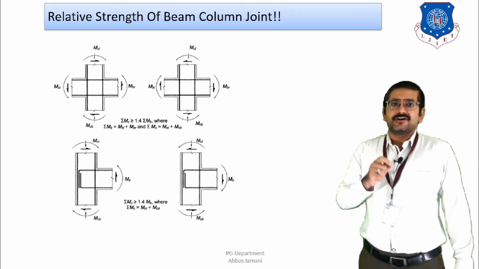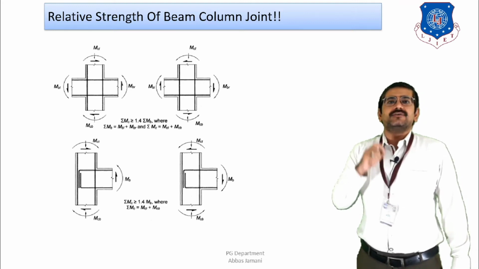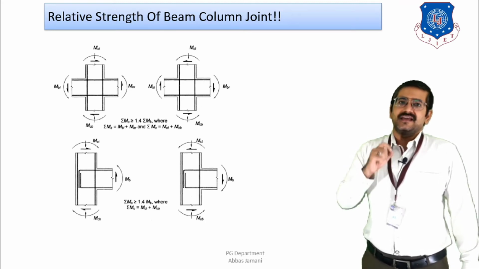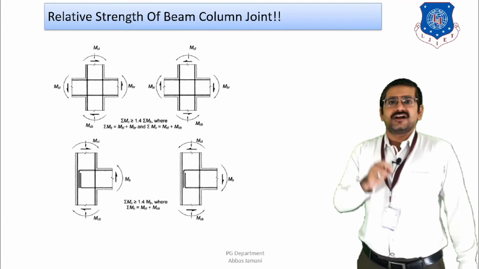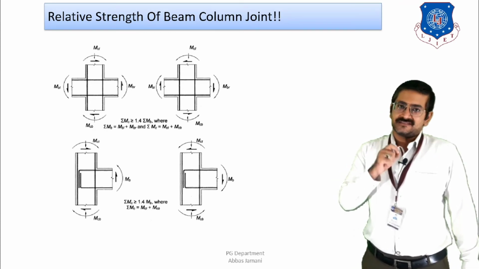Right? So when I am talking about a gravity column, it is the column that is going to carry only axial load. It will not carry any moment. That particular column is known as a gravity column as per IS 13920.